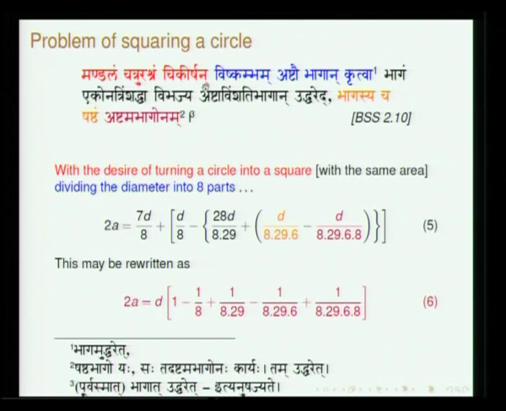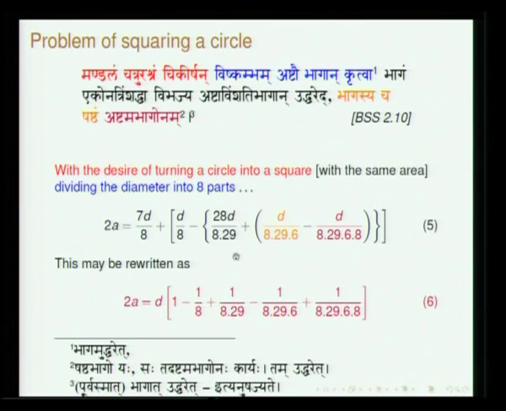Mandalam Chaturashram Chikirshan Vishkambham. Vishkambham is diameter; Vishkambham, Vistara, Vishkambha, Vyasa, all of them refer to diameter. So, Vishkambham Ashtau Bhagan Krutva; Ashtau Bhagan is 1/8 of it, so make it into 8, divide by 8. Then Bhagam Ekonatrimshadha Vibhajya; Ekonatrimshati is 29. So, you divide further by 29. One can see that this is exactly the inverse of that, and all the numbers will become evident.